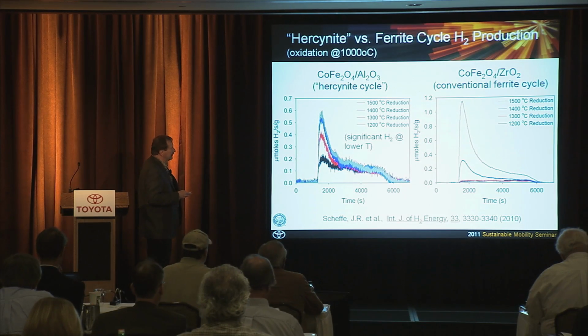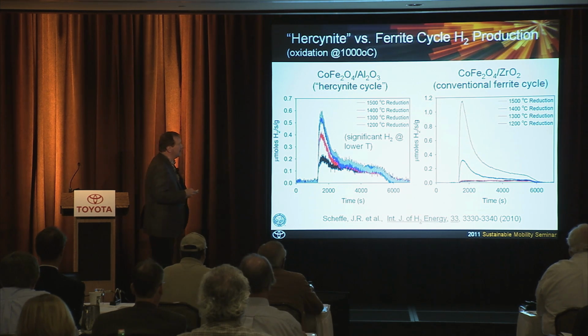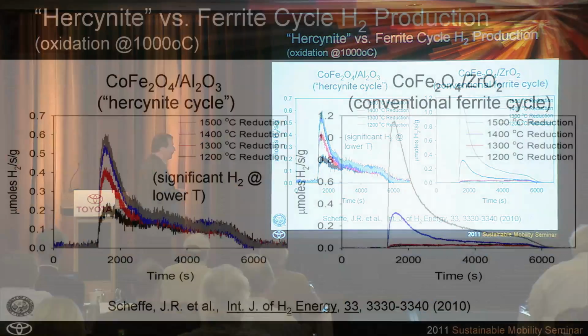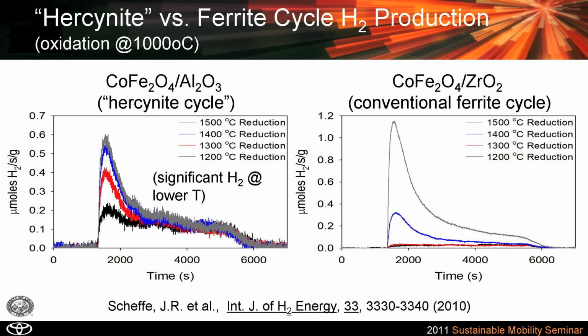Okay, so here's, again, an example, an experimental result. This is the Hersenite cycle. This is the conventional ferrite that people have been developing. Zirconia is essentially inert. Alumina takes part in the reaction. And notice that if I heat up both of these systems to 1200 and 1300 C, the conventional material, I make no hydrogen. I need to reduce to a higher temperature. However, with the Hersenite system, I make substantial amounts of hydrogen.